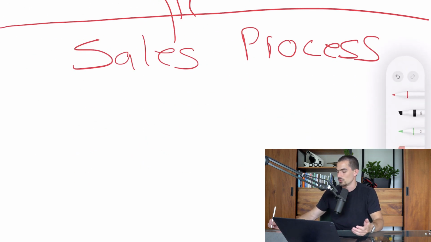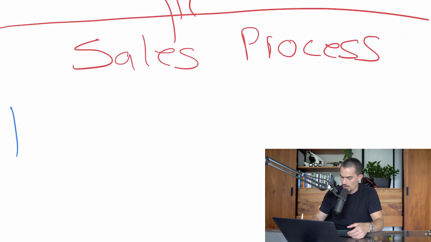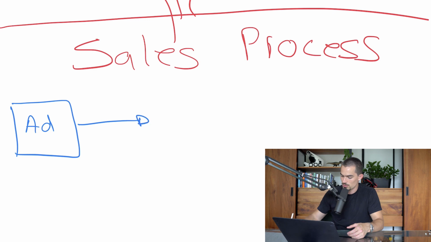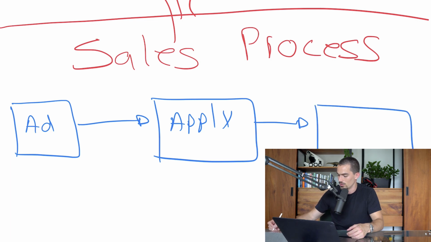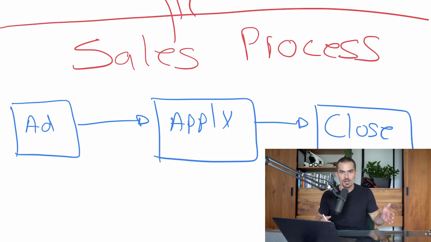And what is the sales process? It's very, very simple. Ad, application, so apply, and close. Chat or call. 3 steps. Now, where are these ingredients?